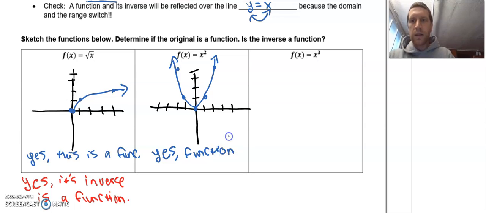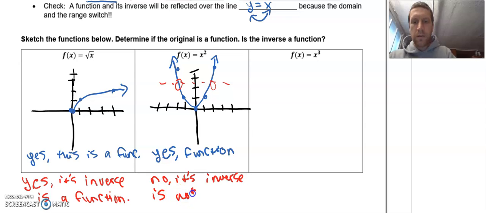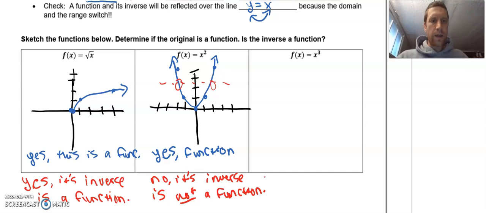But when I do the horizontal line test here, we can see that that's going to hit in 2 spots anywhere above the x-axis. So no, its inverse is not a function. Okay, you guys can try one for execute. Hopefully that makes sense.